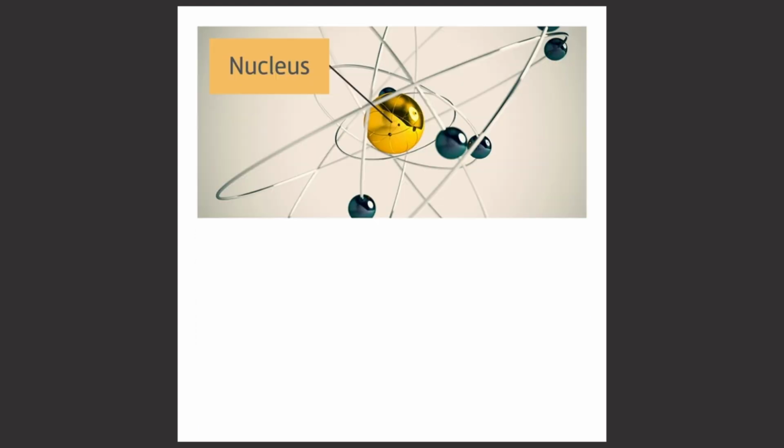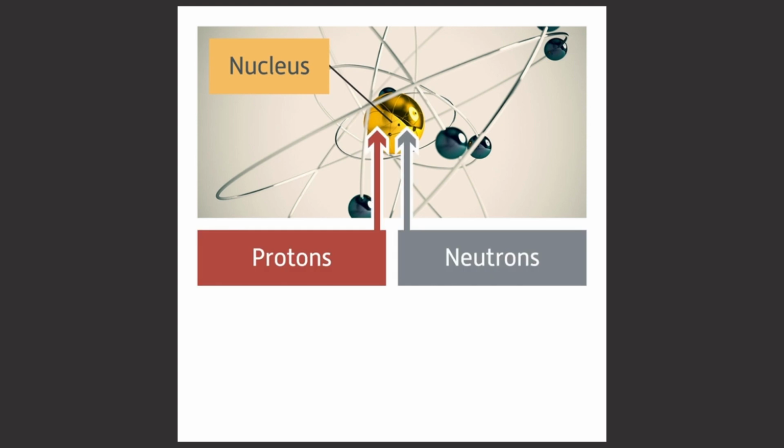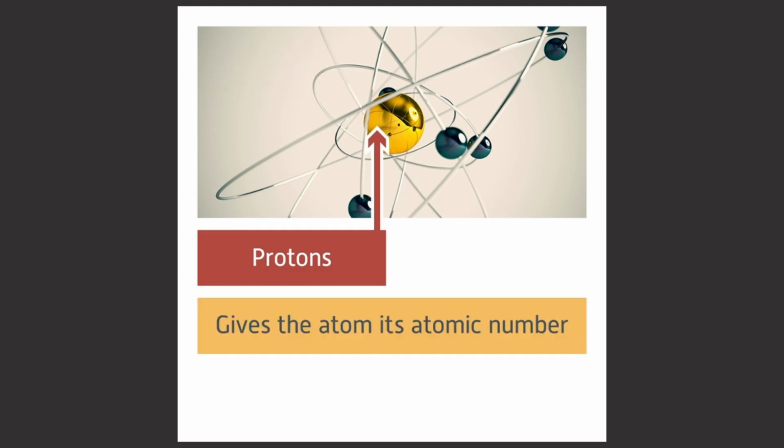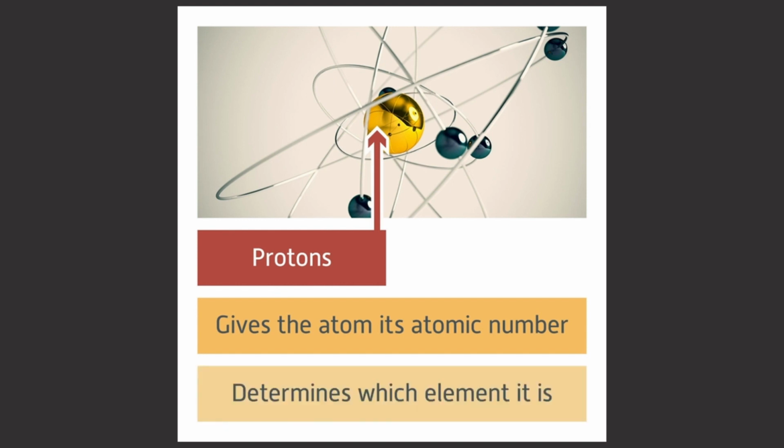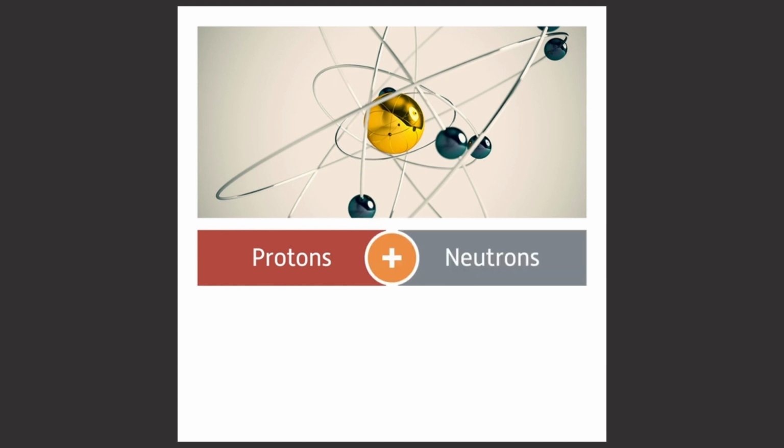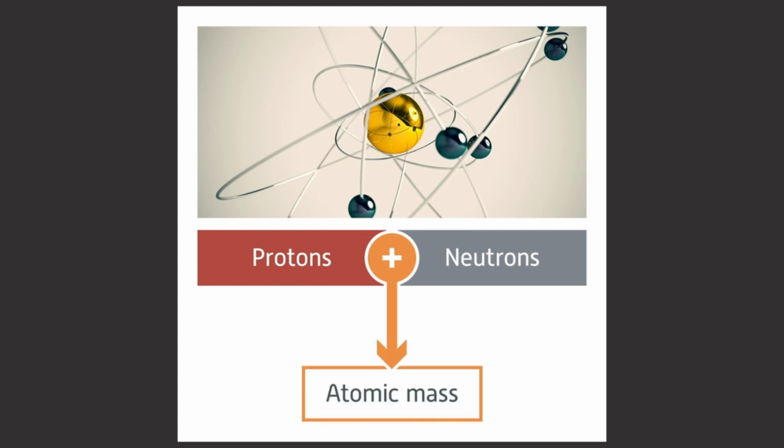The nucleus of the atom is found in the center of an atom and is very small. The nucleus contains the protons and the neutrons. The number of protons gives the atom its atomic number and determines which element it is. The number of protons plus the number of neutrons is the atomic mass of the element.